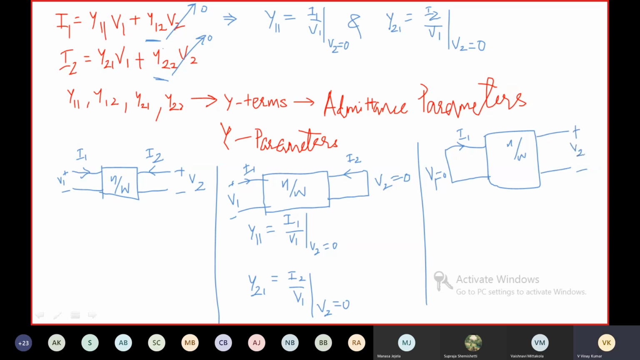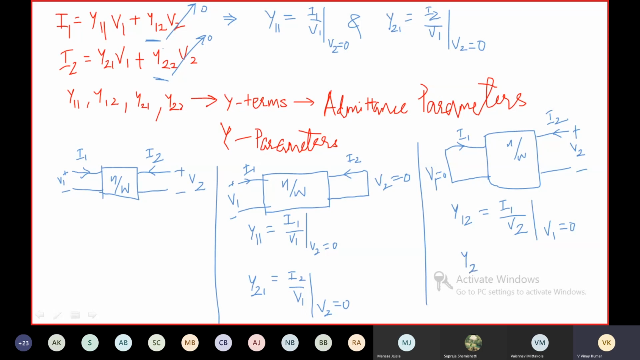That is what V2 is, I2. Then you can find Y12, which is equal to I1 by V2, when you make V1 zero. When V1 is equal to 0.